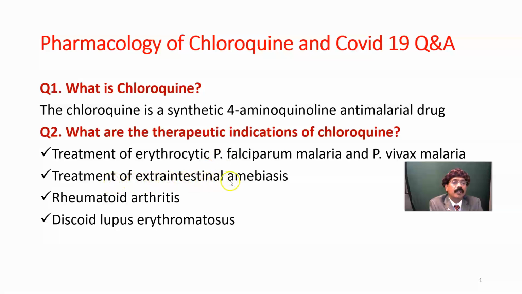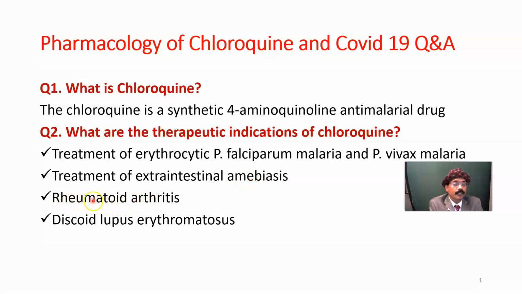Treatment of extraintestinal amoebiasis, like the amoebiasis that is caused by a protozoan parasite, Entamoeba histolytica. So it is not only confined to the intestine, it may also infect the lung, the liver, and other parts of the body, even the meninges. So to manage extraintestinal amoebiasis, chloroquine is a drug of choice.